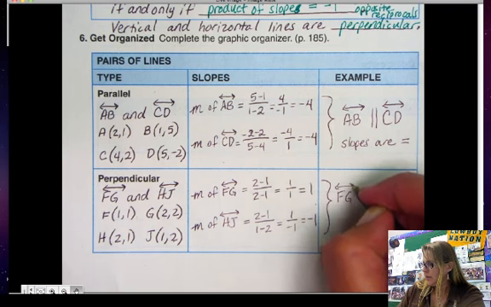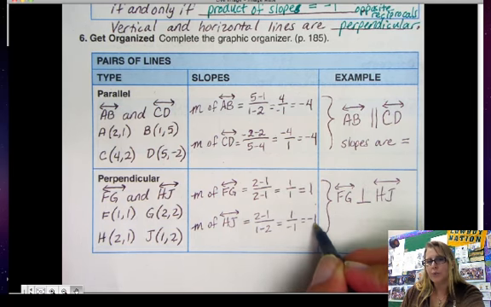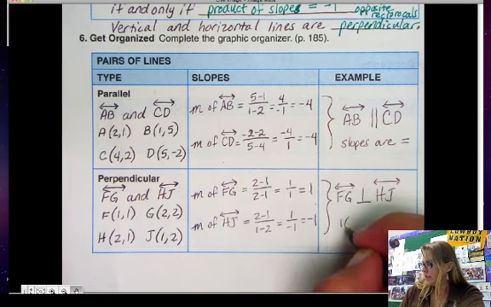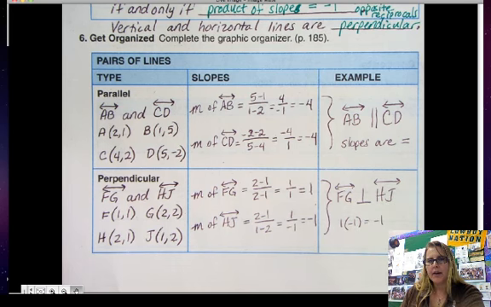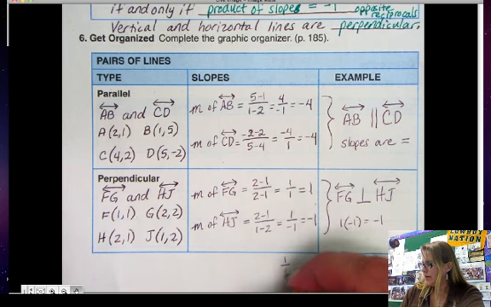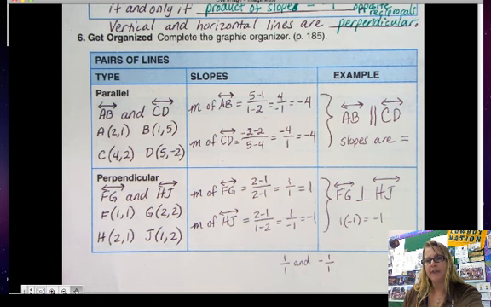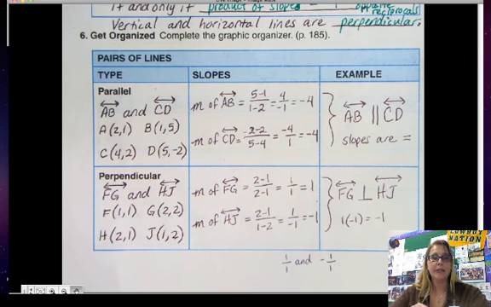So these two show that it's perpendicular. FG is perpendicular to HJ because the slopes multiply to negative 1. 1 times negative 1 equals negative 1. They are also opposite reciprocals of each other. This one has a slope of 1 over 1, and the other one has a slope of negative 1 over 1. So the reciprocal is the same, and one of them's positive and one of them's negative, so they are perpendicular. All right? So that's parallel and perpendicular lines and finding out if they are parallel or perpendicular by using slopes. All right, see you next time.